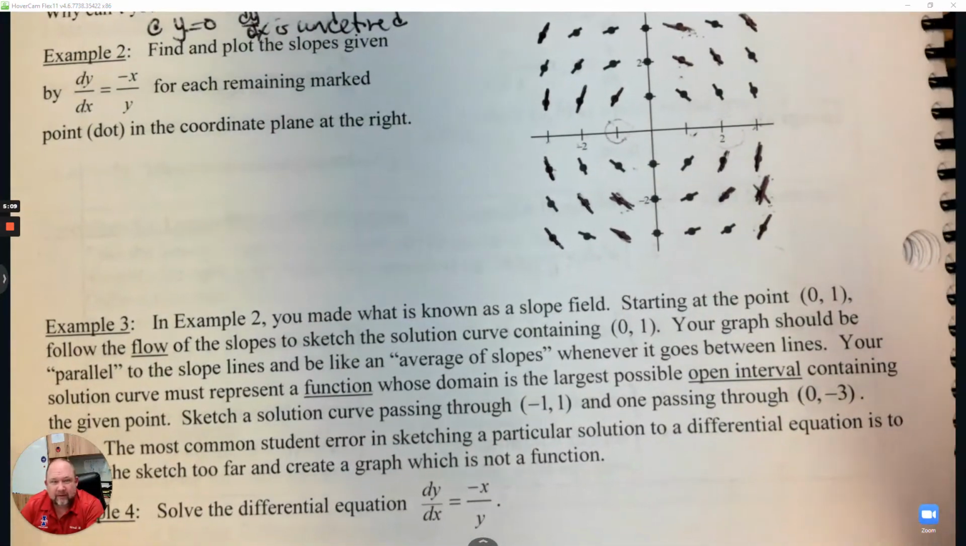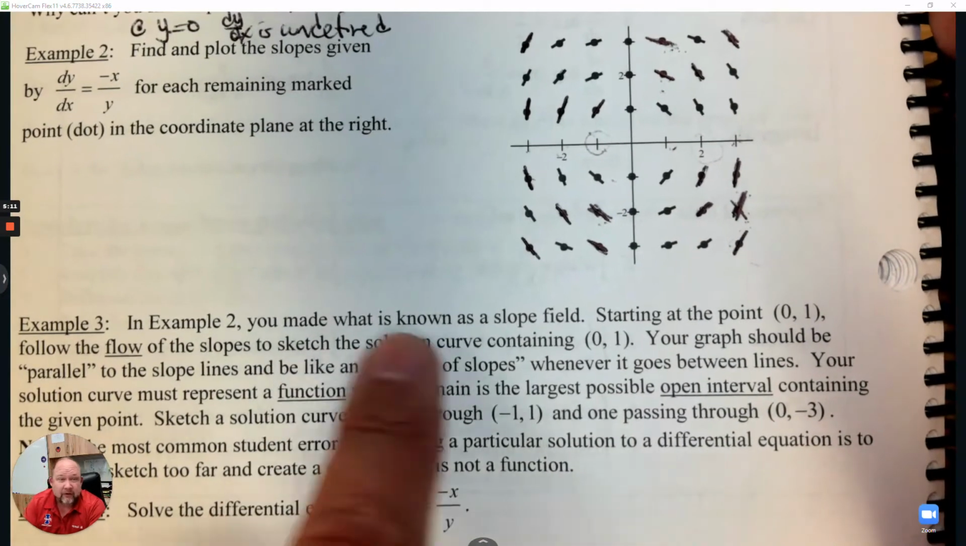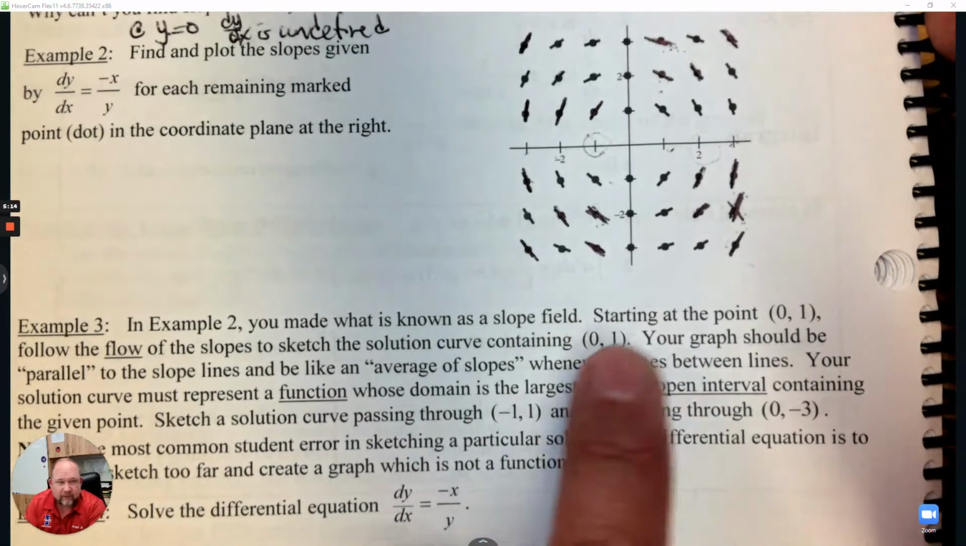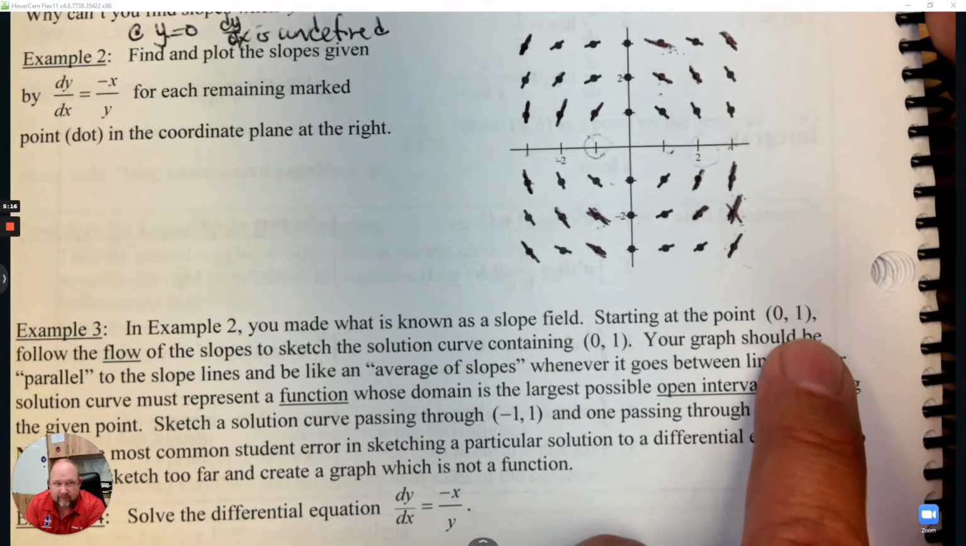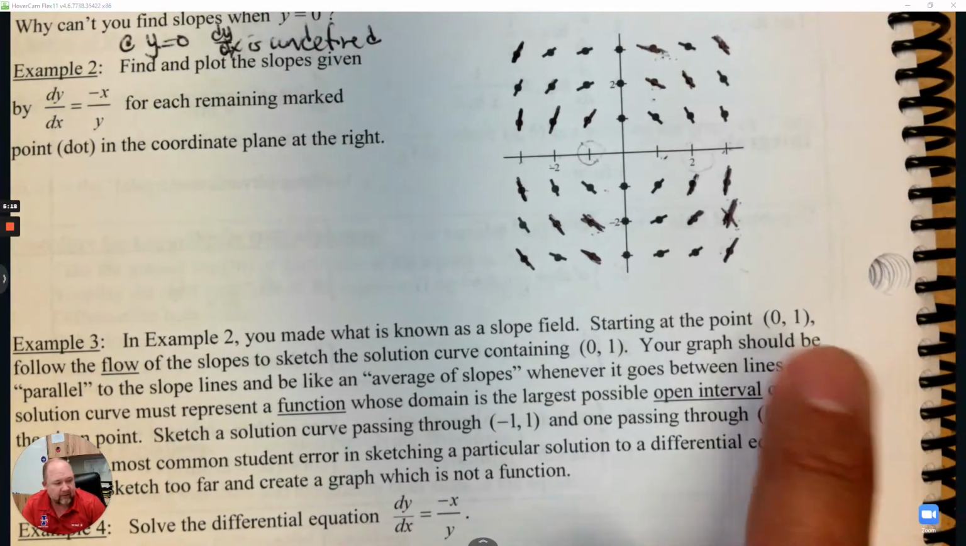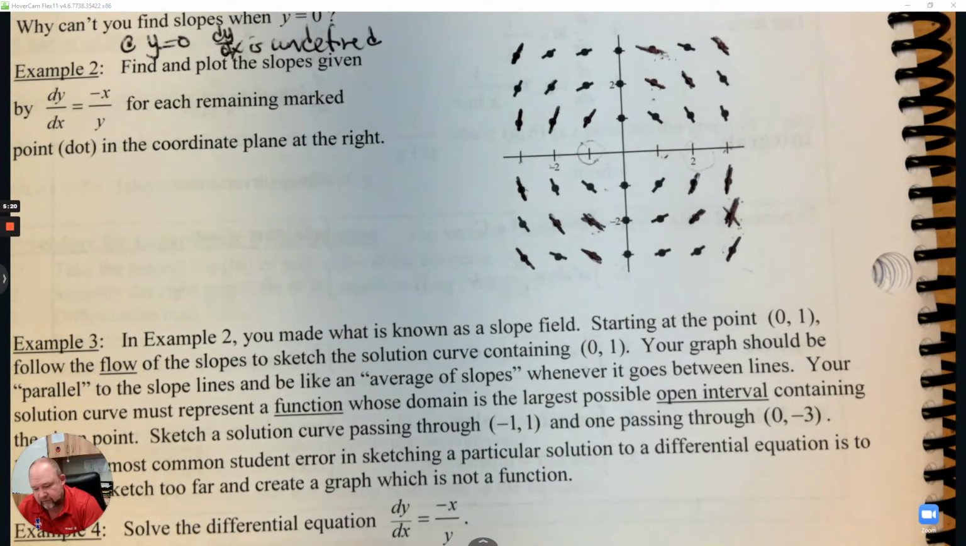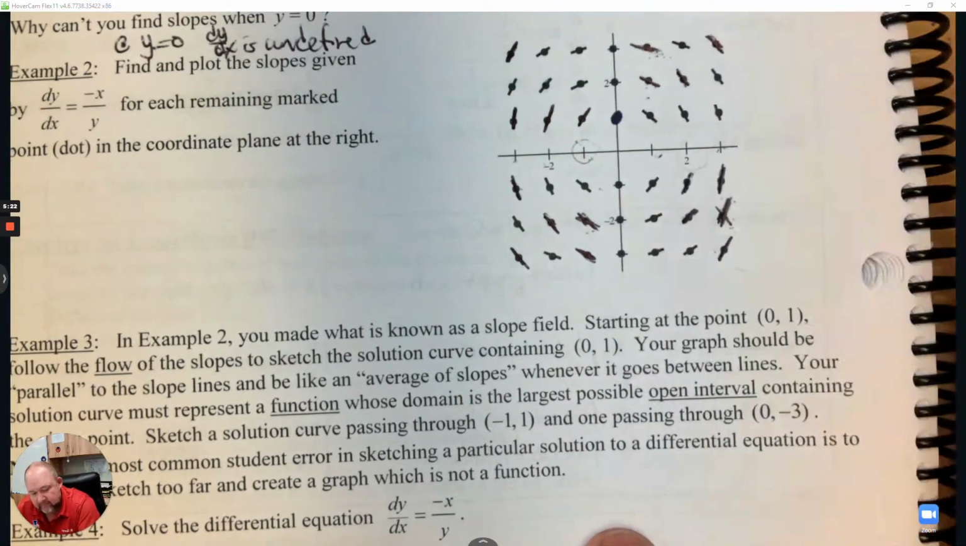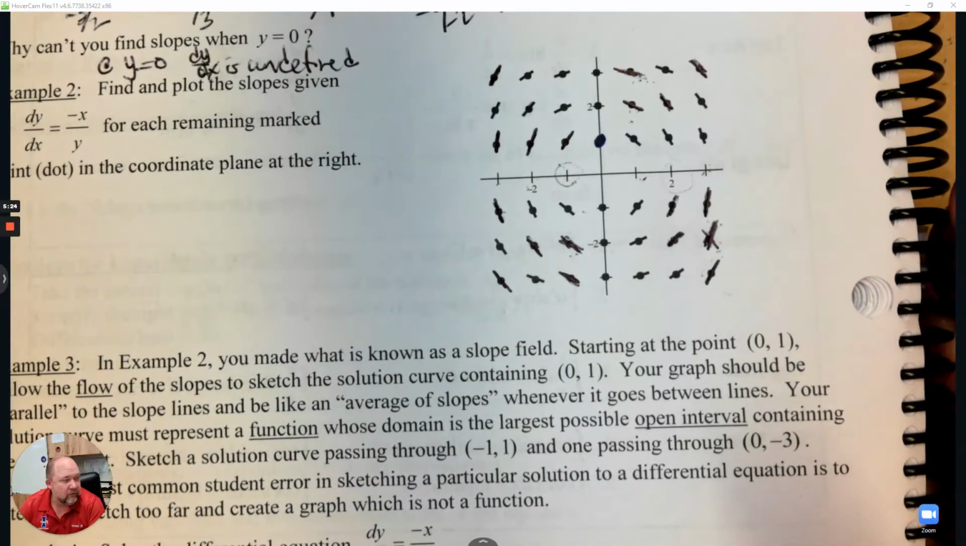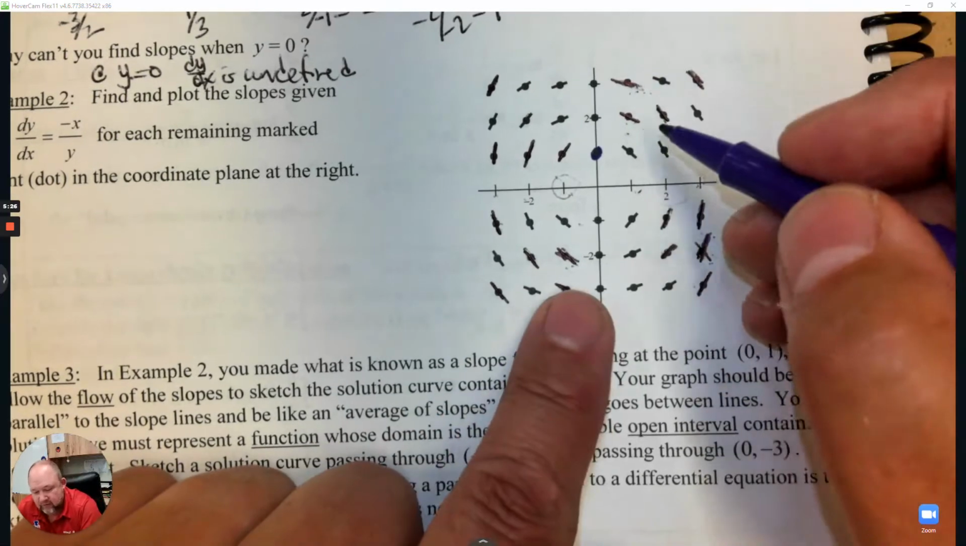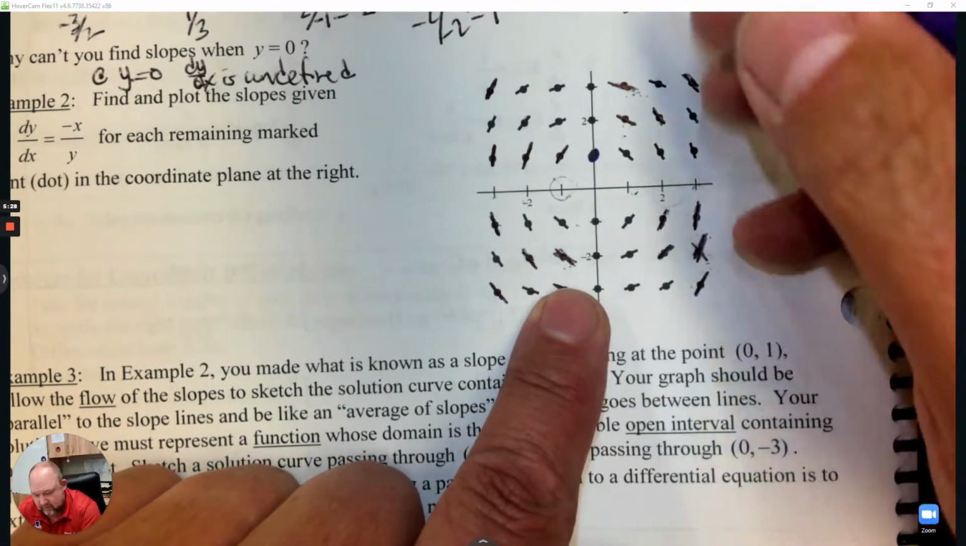In example 2, you made a slope field. So starting at point (0, 1), draw a solution. So I'm going to change colors. So starting at (0, 1), draw a solution. And so I want you to notice the slopes are coming down to the right.